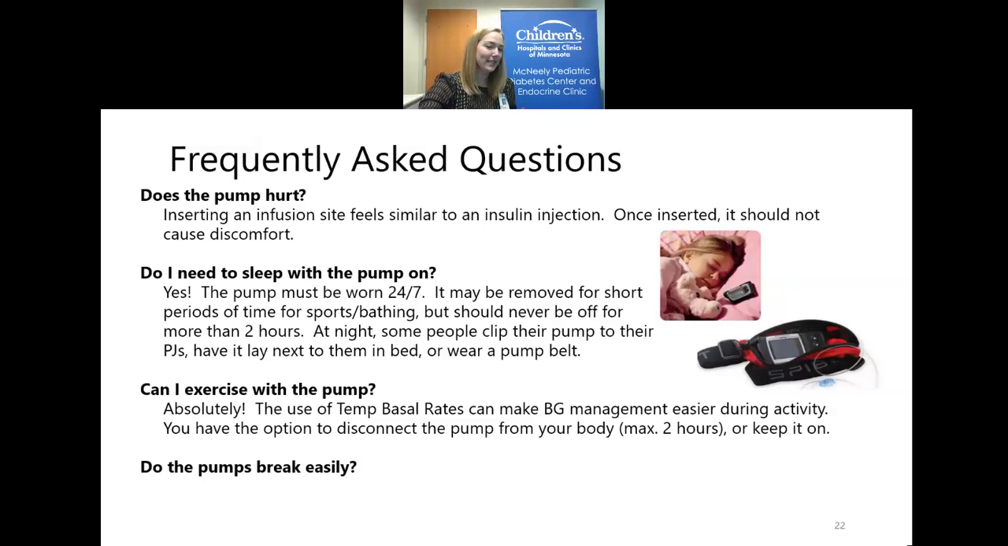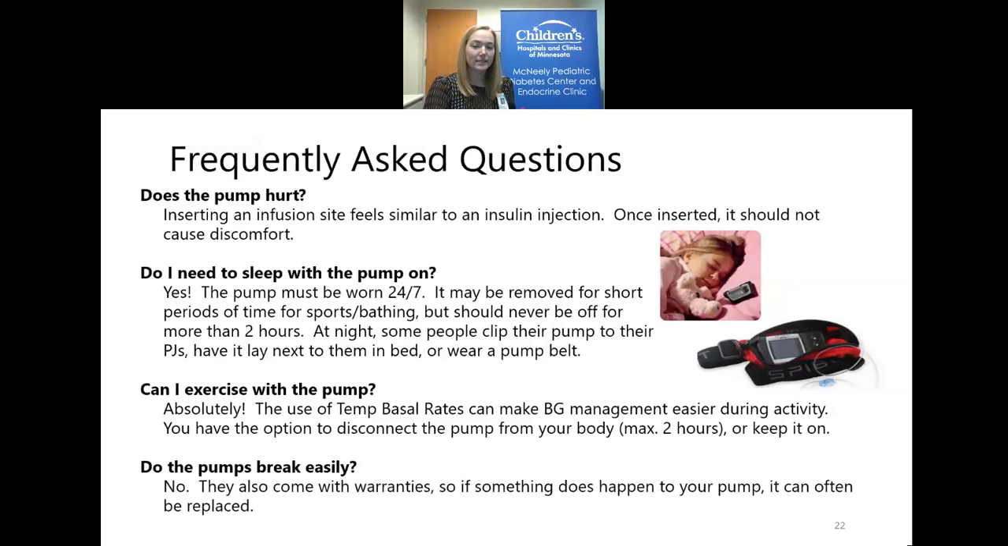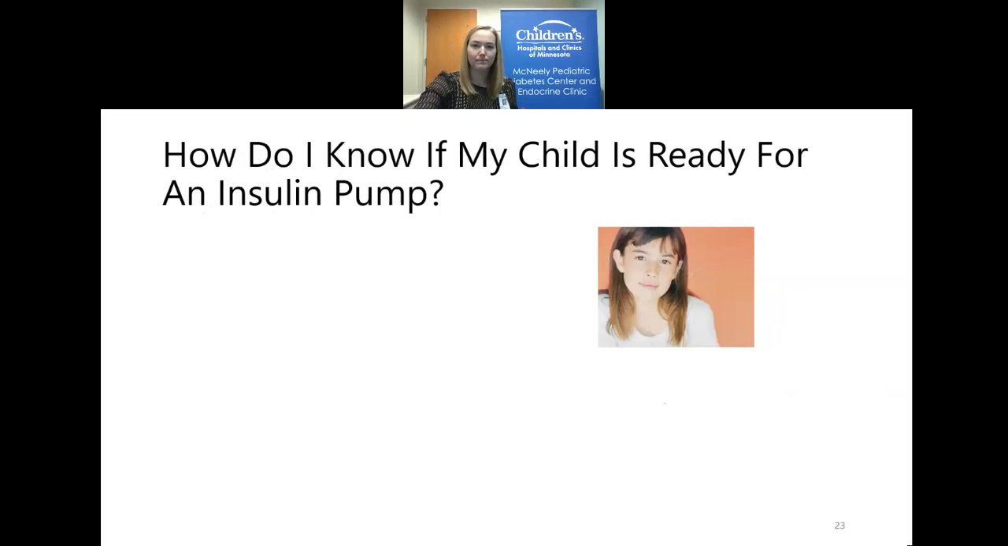And do the pumps break easily? Nope. They also come with warranties, so if something does happen, just call the pump company and they should replace it. Little tiny note here, this will be discussed in depth in the pump and sensor options video, but most pumps come with a 4-year warranty. So if something happens within 4 years, you can get it replaced at no cost.